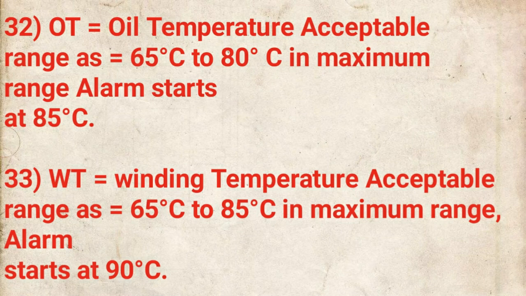What is OT? OT means oil temperature indicator. Acceptable range is 65 to 80 centigrade and the maximum range alarm starts at 85 centigrade. What is WT? WT means winding temperature and the acceptable range is 65 to 85. Maximum range alarm starts at 90 degrees.